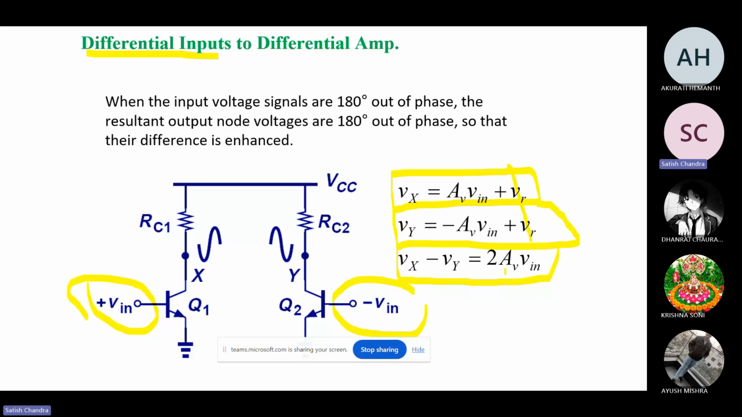So that is what it is saying, that the differential input is going to get amplified, whereas the common input is going to be rejected. That is the utilization of a differential amplifier.